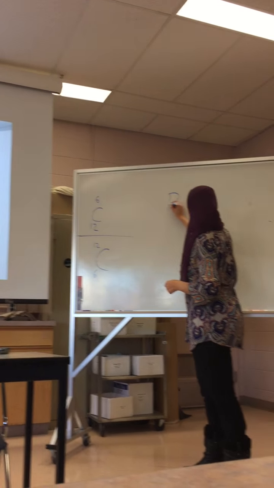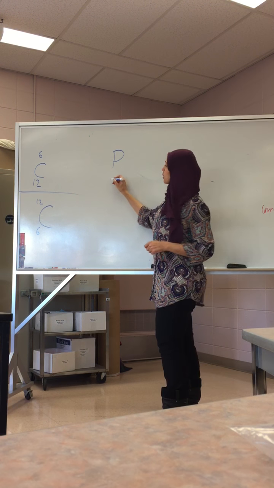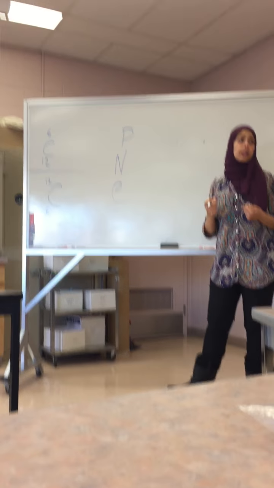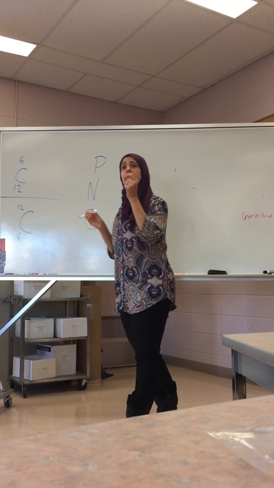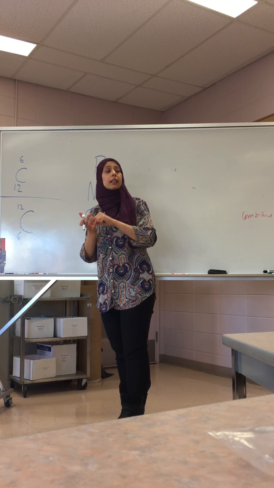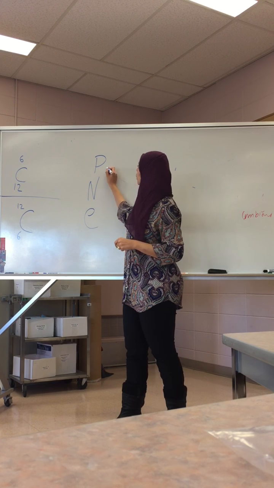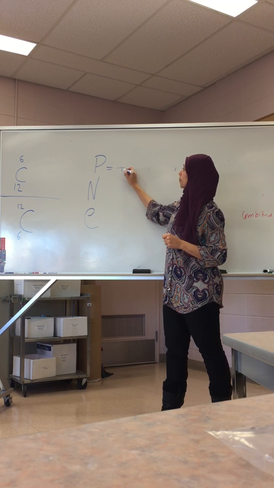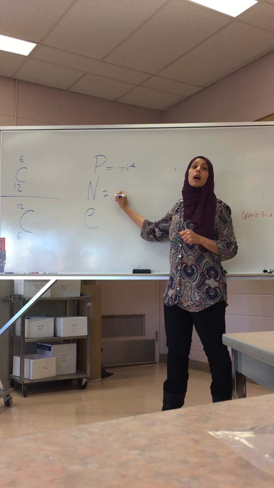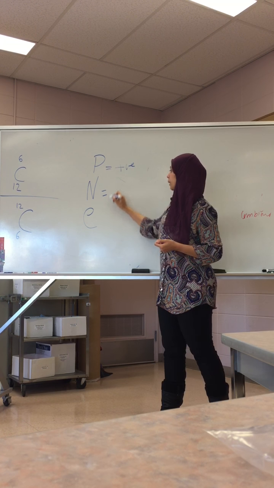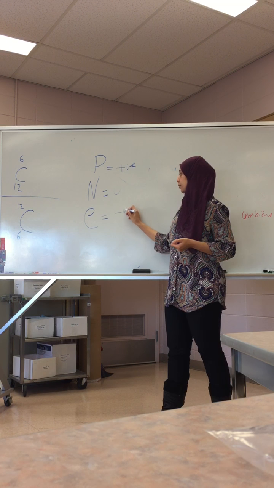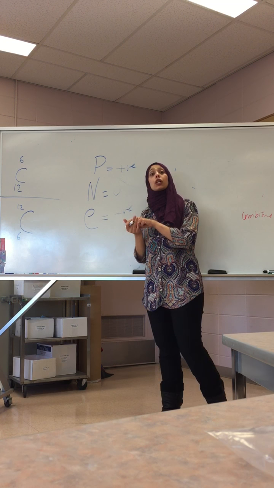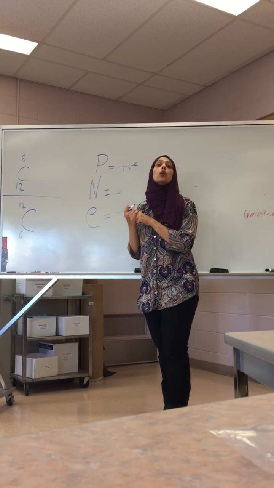So we are having something called protons, neutrons, and electrons. What are these? These are tiny little particles inside the atom. The protons are positive. Neutrons are neutral. Electrons are negative. Even though the atom itself has some charges, it is electrically neutral.